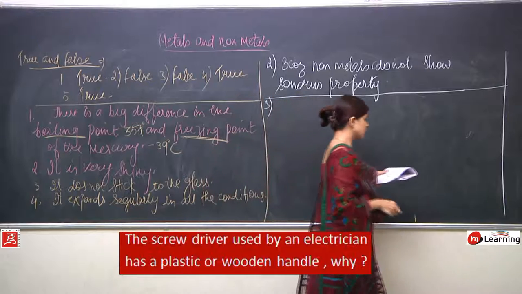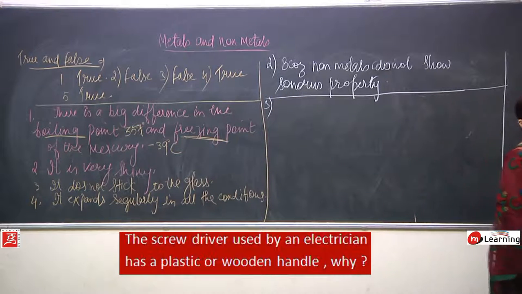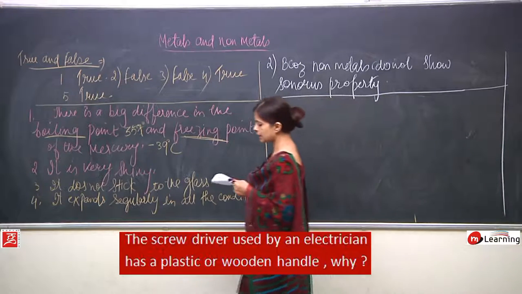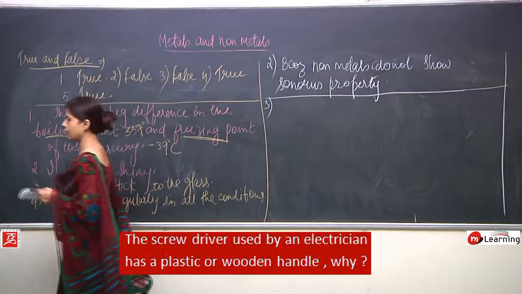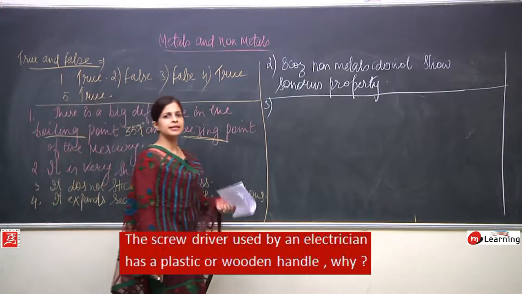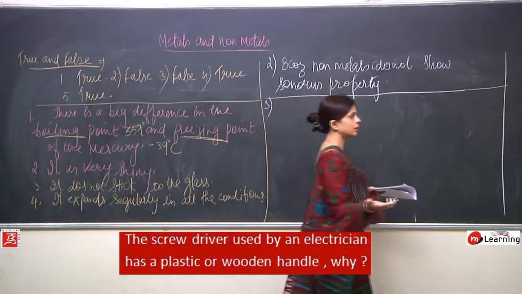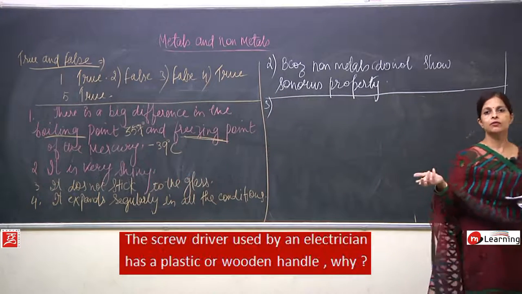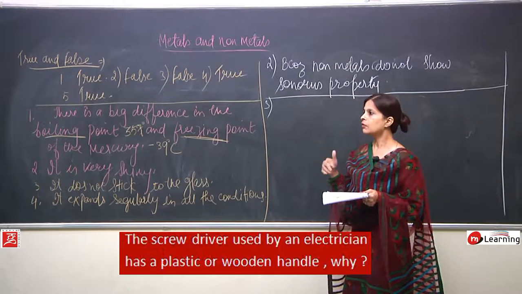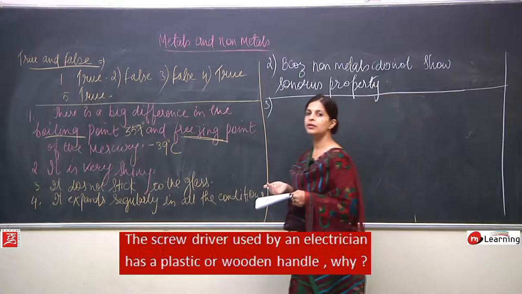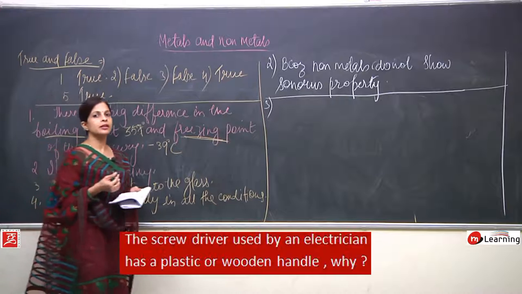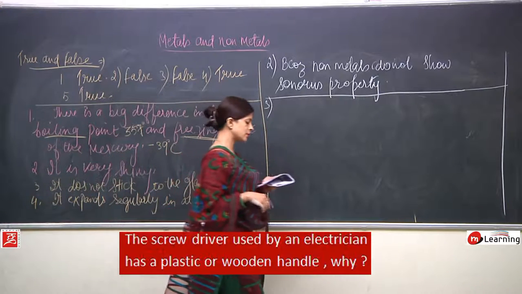The screwdriver used by an electrician has a plastic or wooden handle, why? Don't just take the example of a screwdriver, take the example of even the wires. We have seen wires. Why are these copper wires covered with plastic? Because plastics are bad conductors. They won't allow the electricity to pass through them, and they will prevent us from the shock.